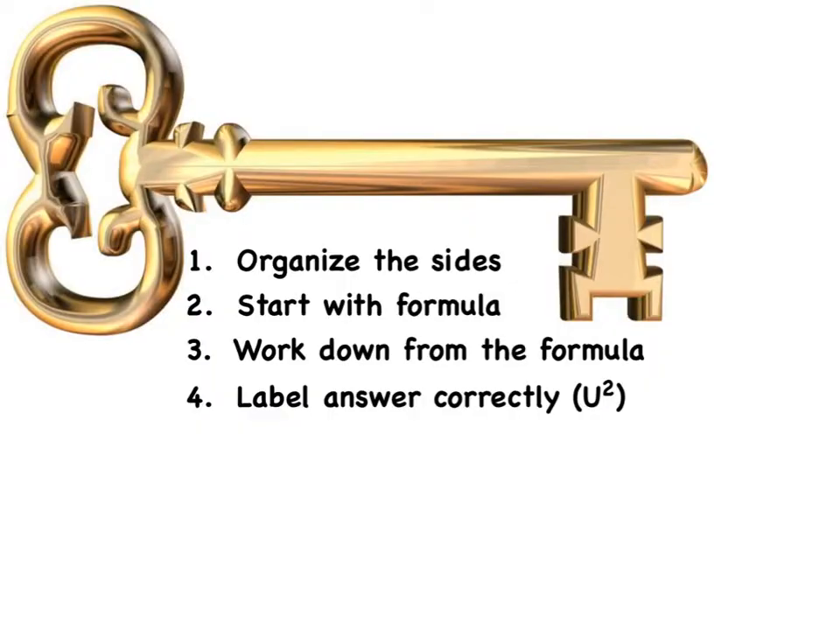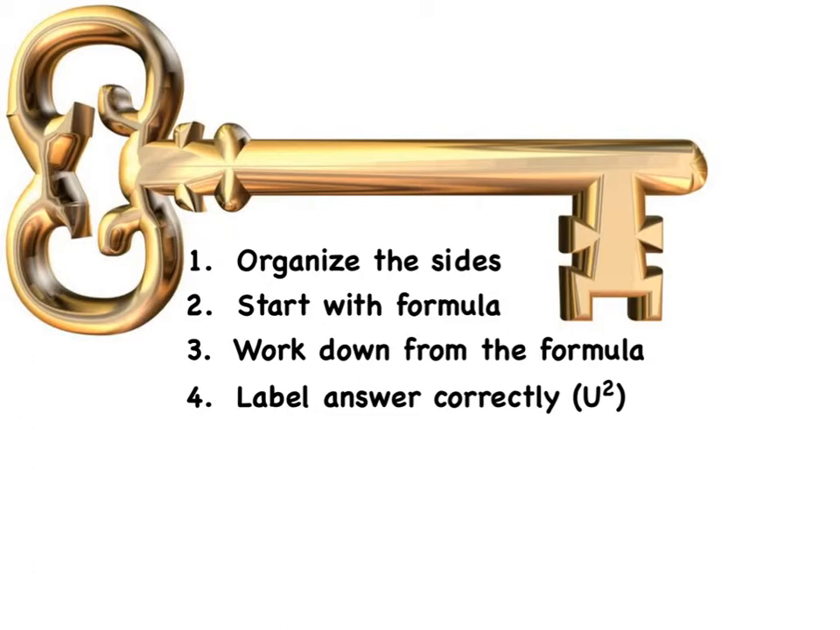So the key points of this video are, we want to organize the sides that we have: top, bottom, left, right, front, back. Left and right would go together, top and bottom would go together, front and back would go together. That would be 2 times the top and bottom, 2 times the left and right, and so on. We want to start with the formula and work down from it, putting the numbers in, multiplying those, and then finally adding at the bottom. And then the last thing is we want to make sure that we label our answers correctly.